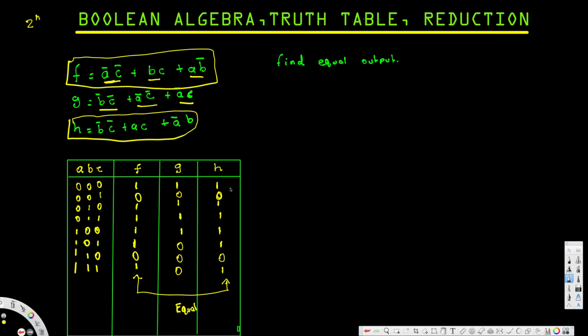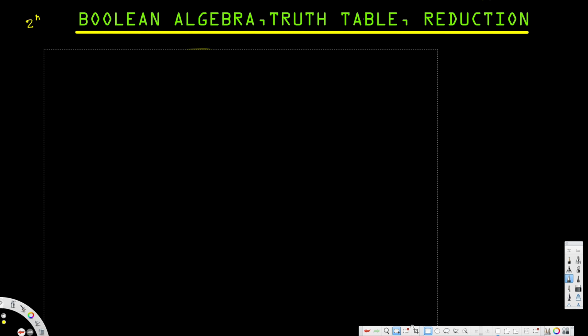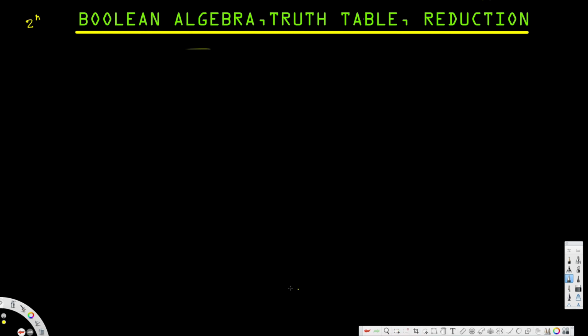Let's see another one. We can reduce an expression. Let's get rid of this one. Okay, let's say we have an expression like this: x bar y bar c bar plus x bar y bar z plus x bar y z plus x y z plus x y z bar. Now the question here is asking us to reduce this expression. Let's go ahead and do that.